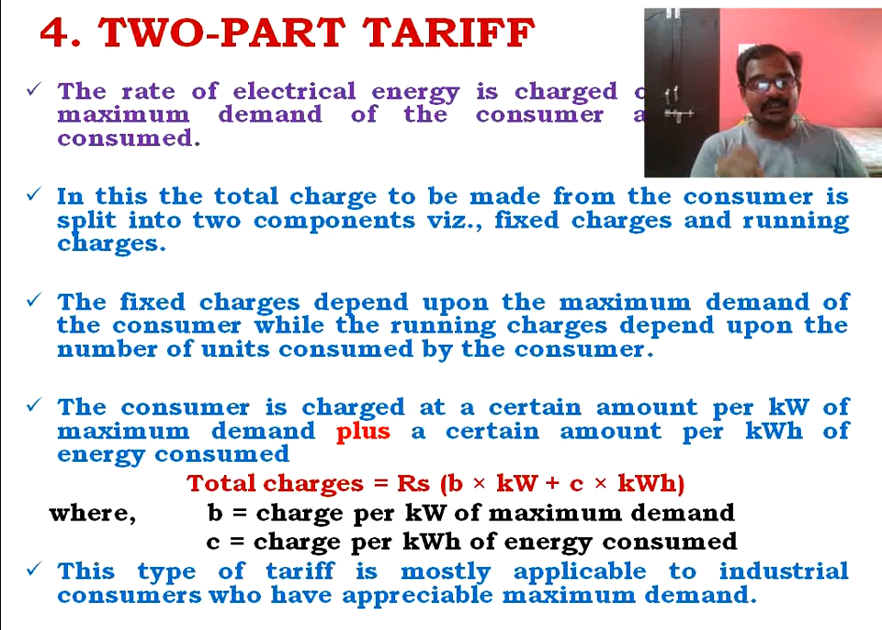But it is used only for the industrial consumers where the maximum demand is appreciable. Otherwise, the maximum demand in case of a normal consumer is around 5 kilowatt. For a home, it will be around 5 kilowatt. So there is no use in that. But for the industry, it will be around megawatts, 100 kilowatts or 200 kilowatts. So that's why it will be useful for the industrial consumers.